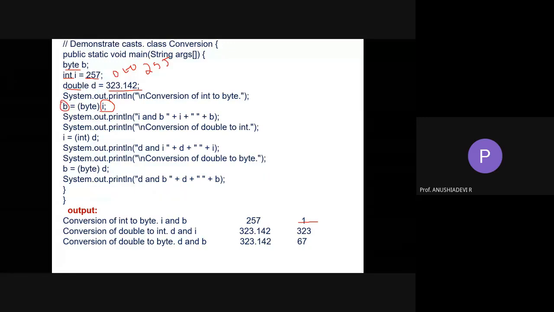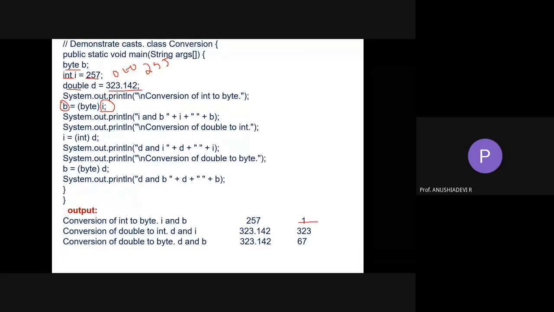So actually the byte range is 0 to 255, but here that I value is 257. So if I try to store the 257 into this B variable, it is not possible. So how it is stored is by taking mod 256, and that value is stored in that byte variable, and then it will print I and B. What is the value of I? I value is 257. But what is the value of B? B has 257 mod 256, so that is 1. So that's why it will print the conversion of int to byte, that I and B, that is 257 1.